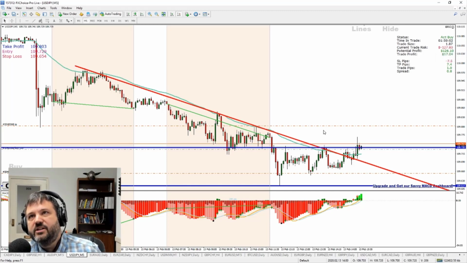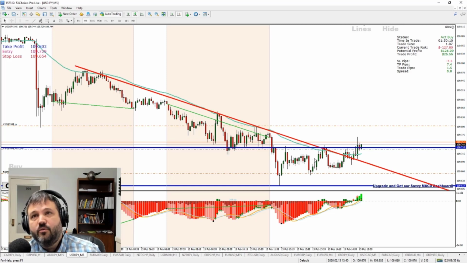1-to-1 risk to reward ratio. 127 risk, 126 profit, 1-to-1. I'm not going to mess around with that. Now we're in the trade. It took me a lot of patience. Even if you're day trading, it still takes patience. You can't just trade like a maniac.